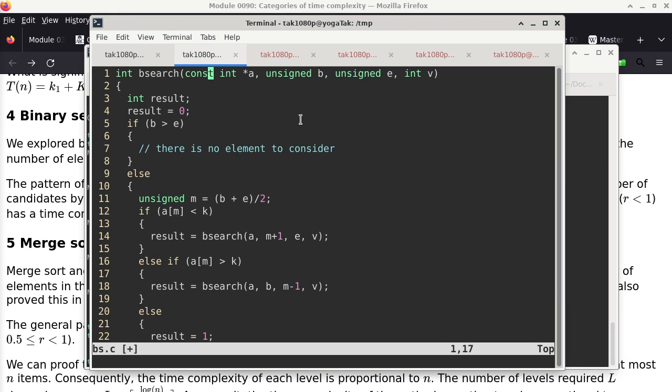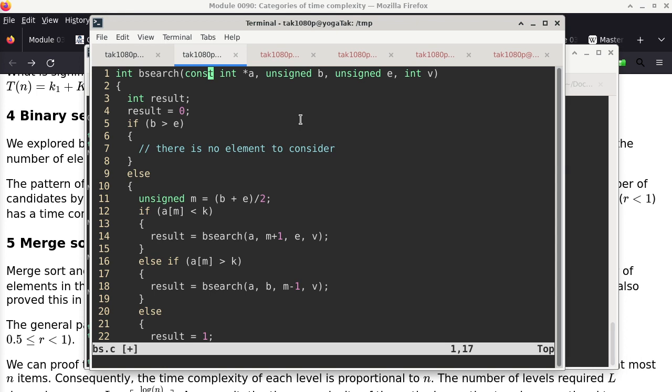It's not exact because it depends on the rounding of b plus e divided by 2, because b plus e can be an even number. If it's an even number, you have the actual midpoint. If it's an odd number, you can end up with two, quote unquote, midpoints, and we'll just pick one. But we can say that the size of the problem in the recursive call is about 1/2.